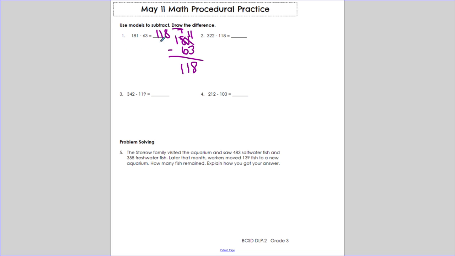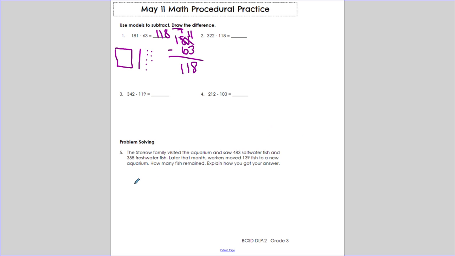So remember, hundreds. I have 1 in the hundreds place, 100. Looks like a big square. Tens are bars. I have 1 ten. And then ones are little cubes. So I have 1, 2, 3, 4, 5, 6, 7, 8. So again, subtract, draw your difference. You can also draw the models if you need to subtract, but do the same thing for number 2, 3, and 4.